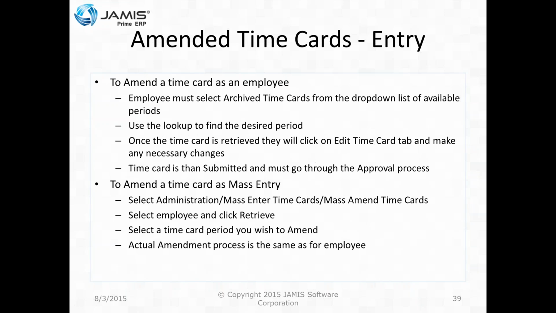The same thing happens on the other side if you have access to mass entry. If somebody has the rights to do mass entry, you just go into administration, you mass enter time cards, and you're going to click on mass amend time cards. Find the time card, retrieve it, make any changes, and then submit it the same way you normally would.